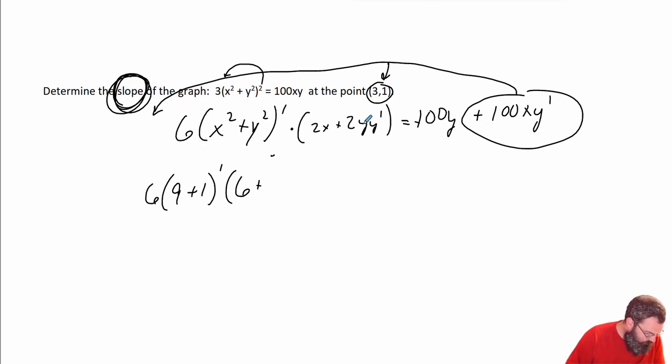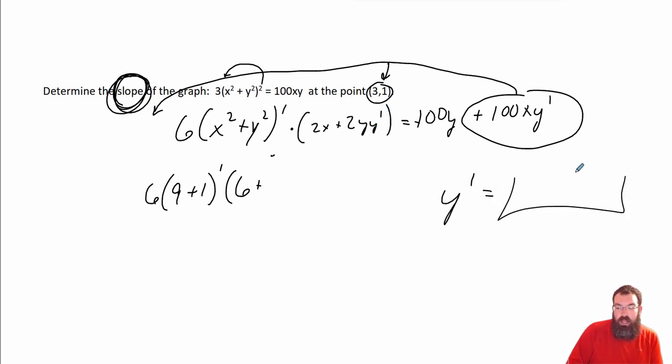What do we need to do? Oh yeah, no, I'm good. I don't know what I'm doing here. Okay, y prime stays there because y prime is the slope, right? Well, we want a numerical value.